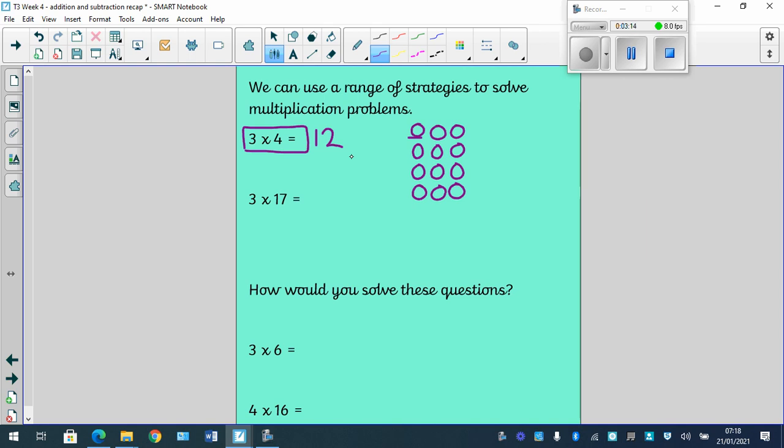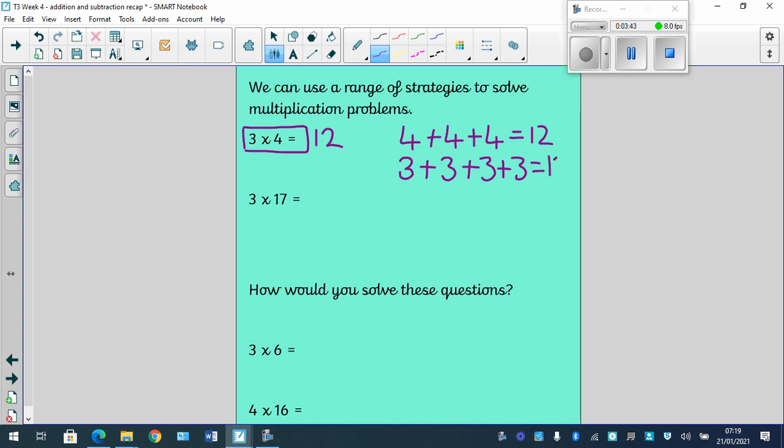If I want to do it a different way, I could count up in fours if I wanted to. 4, 8, 12. And that'll be repeated addition. 4 add 4 add 4 equals 12. The other way round to do it would be to add 3 up 4 times. 3 add 3 add 3 add 3 equals 12. But when multiplying a one-digit by one-digit number, sometimes it can be easier to use your times tables knowledge. 3 times 4 equals 12.